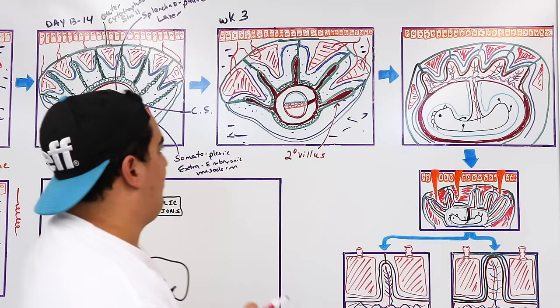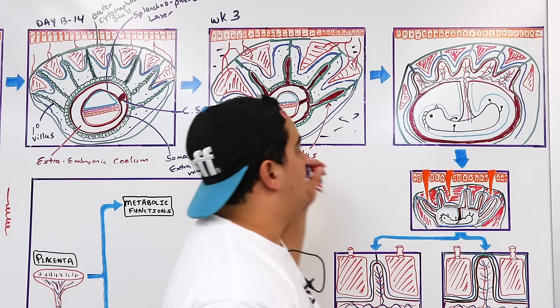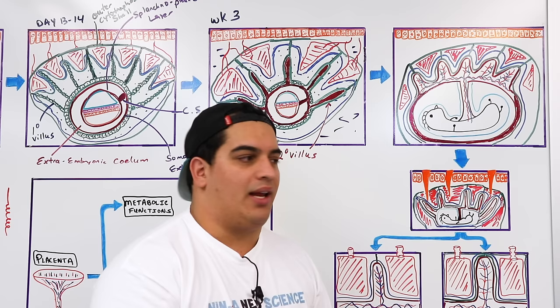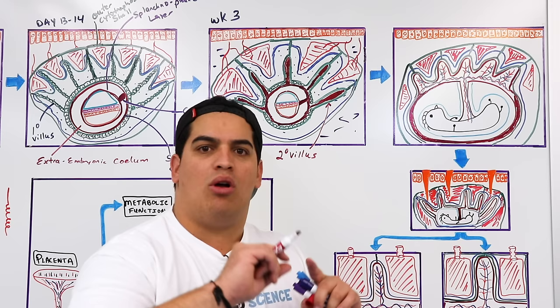Now, throughout week 3, what are we doing? We progress from primary villus to secondary villus. How does it get any better? Well, guess what happens? Extraembryonic mesoderm, if you guys remember, mesoderm can form blood vessels. So guess what starts happening? Those mesodermal cells start differentiating and they make capillaries, small little capillaries.